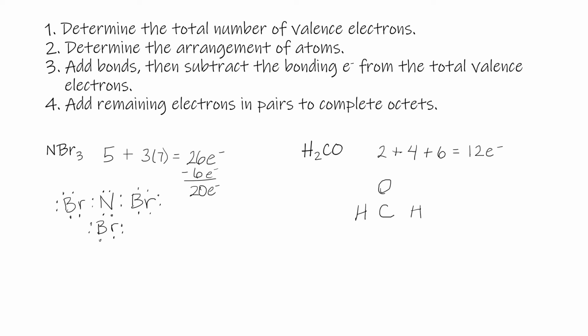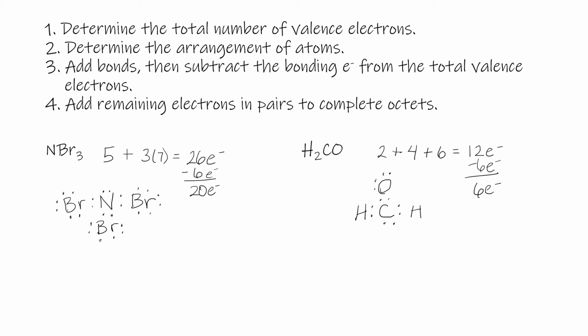Step 3 is to add the bonds. I'll place a bond between the carbon and hydrogen, between the oxygen and carbon, and over here between carbon and hydrogen. That takes care of 6 electrons. So we have 6 electrons left. Hydrogens do not need any more. They're happy with 2. That's their octet. So I'll put 2 down here around carbon, 4, 6. Okay, I have run out of electrons. Carbon has an octet, but oxygen does not.